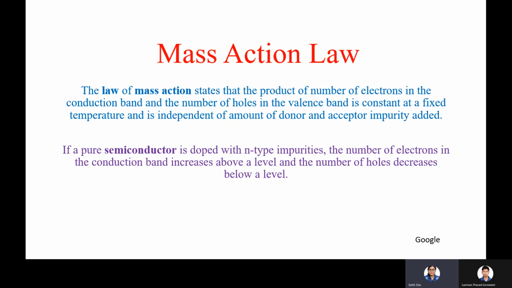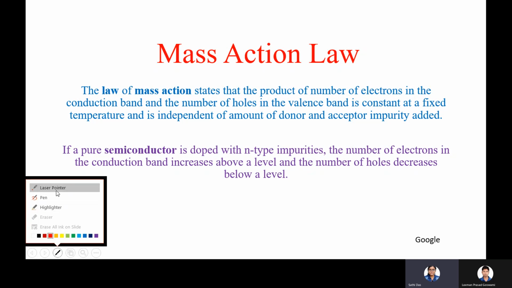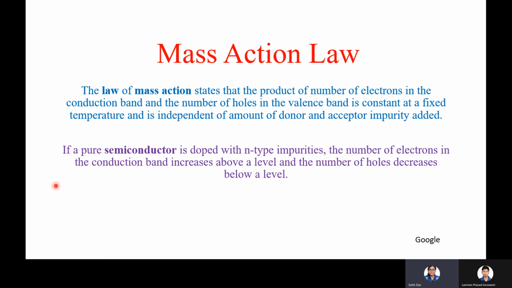Hello friends, in this video we shall learn about a very important concept in basic semiconductor physics. The topic we shall discuss here is the mass action law. We shall find out what it is, and we shall also solve some questions after understanding what the mass action law is. So let's start. What is the mass action law?